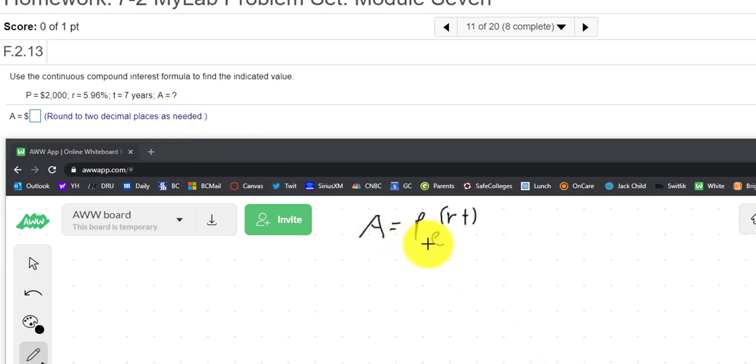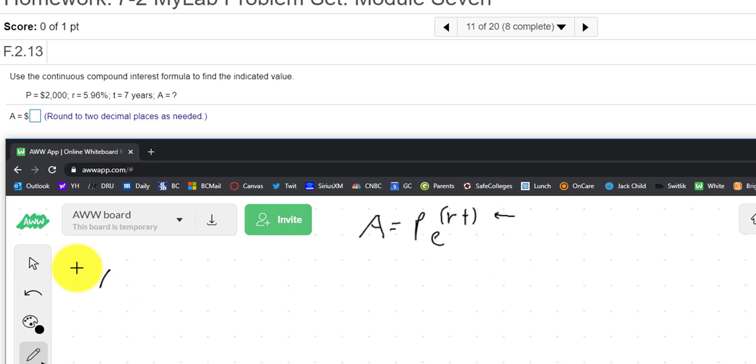So for this problem, we're going to use A equals P E to the RT. And I like to put the RT in parentheses. Sometimes without the parentheses, depending upon your calculator, you might receive an error. So A, the amount in the future that I will have, is equal to the present value, which is 2,000, times E, which is on your calculator, I'll show you where that is, raised to the RT. So I change the interest rate to a decimal by moving the decimal two places to the left, right? Once, twice, so 0.0596, and that's going to be times T. So I'll just use this asterisk to indicate multiplication, and T is 7 years.